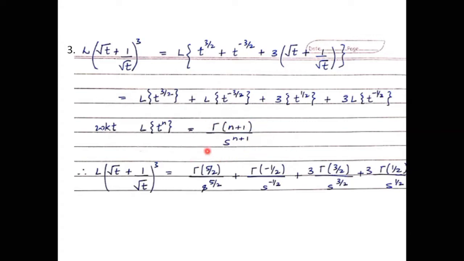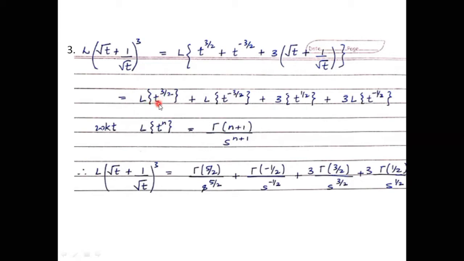So I'm using that formula. If it is a whole number, you can use the other formula, n factorial by s power n plus 1. And if it is like 3 by 2, 1 by 2, 5 by 2, you can use this gamma formula. See here, I have used this in this step.